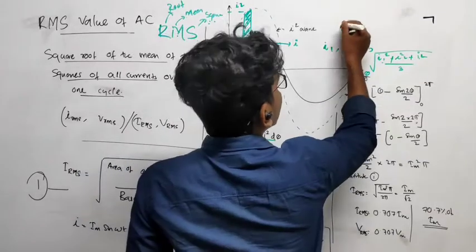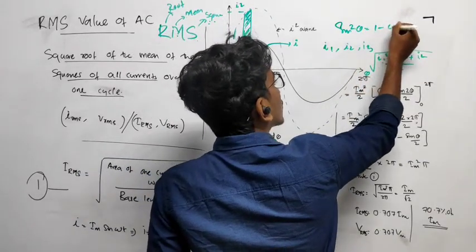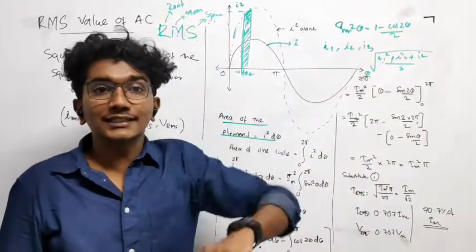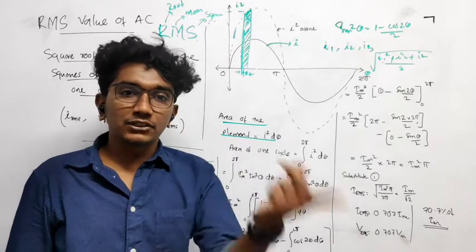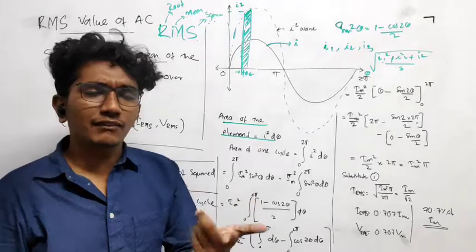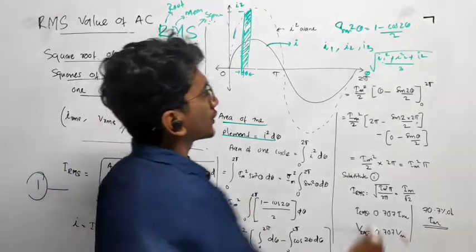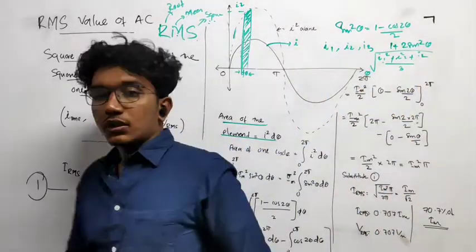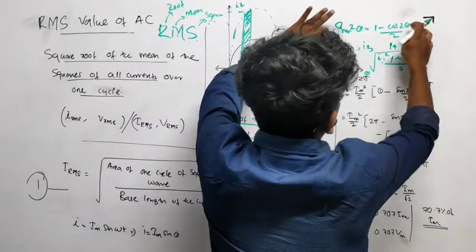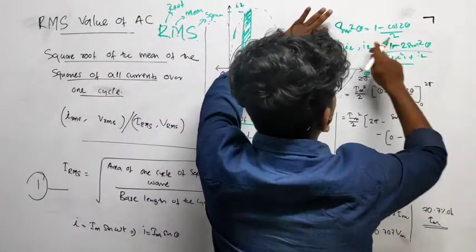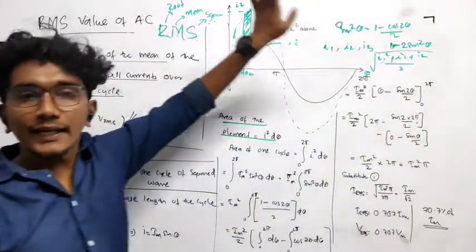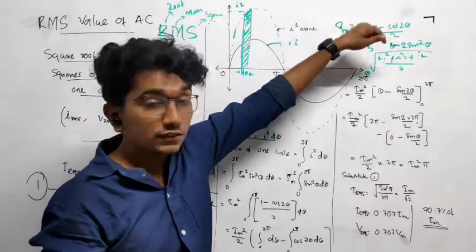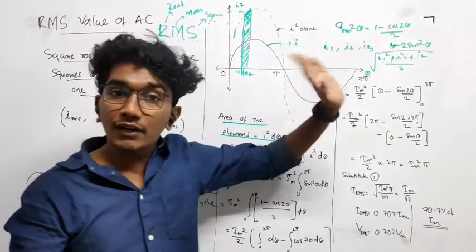Because we know that sin square theta is equal to 1 minus cos 2 theta divided by 2. Where did you get this? What is the equation of cos 2 theta in trigonometry? You have studied, right? So cos 2 theta is equal to 1 minus 2 sin square theta. From that only I took sin square theta is equal to 1 minus cos 2 theta divided by 2.